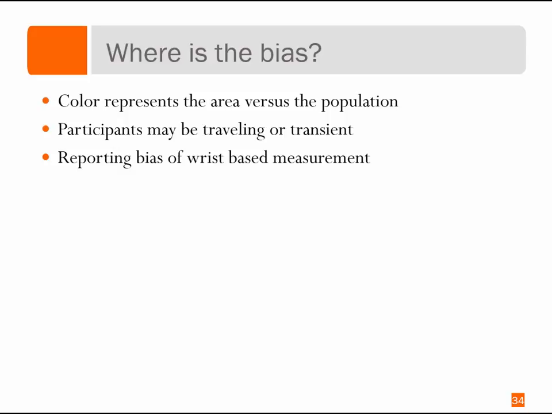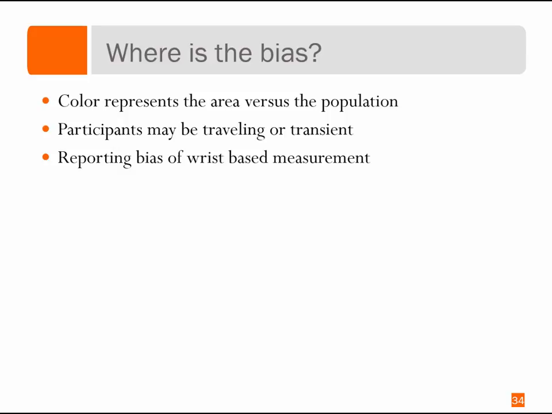Another problem of bias with this visualization is that participants of the measurements may be traveling or transient. This is particularly true in the case of Las Vegas, where a large percentage of the measurements being taken are very likely from folks that do not live there. They may be traveling or transient. So that's another bias that we've baked in.